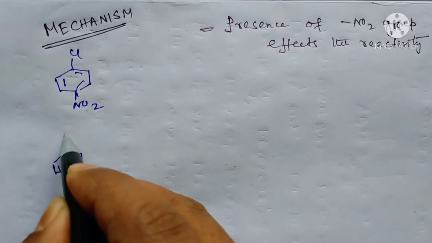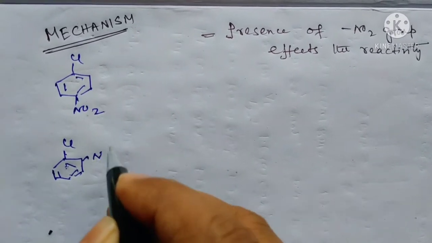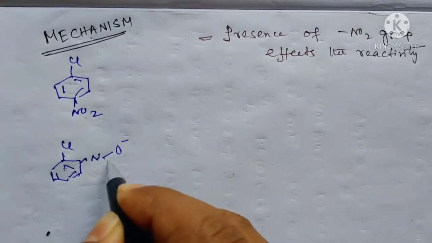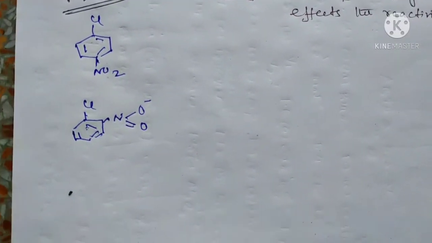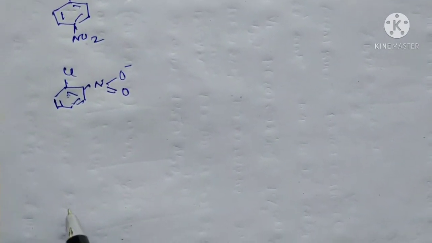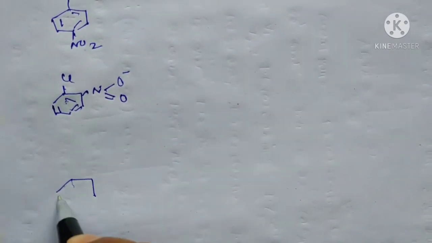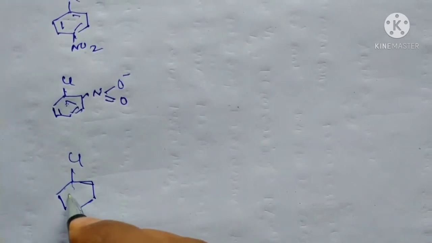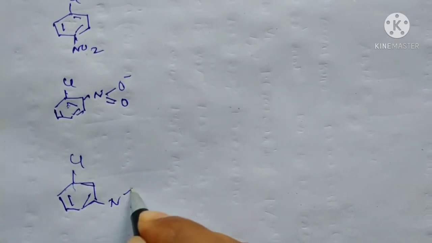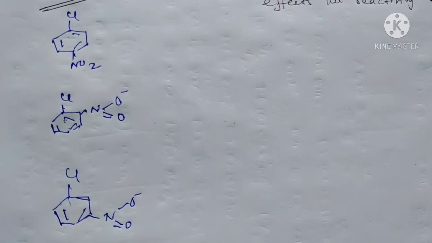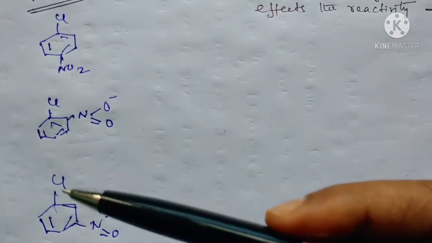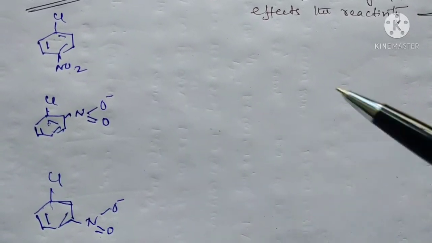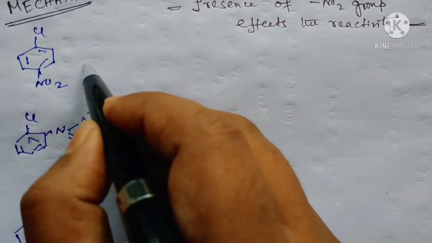And this one is our orthochloronitrobenzene, okay. And the last one I'm going to draw, this one is metachloronitrobenzene. Okay, now I'm going to show you with the structural mechanism how this nitro group affects the reactivity of this system.